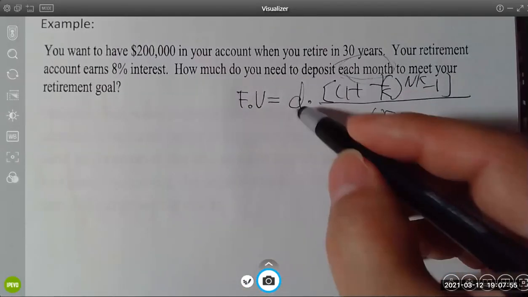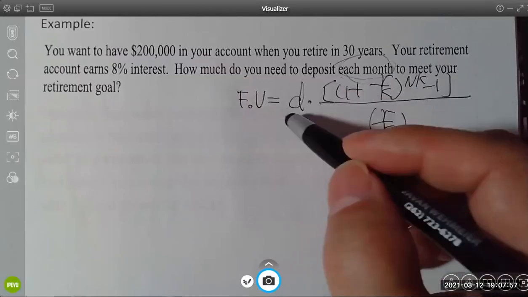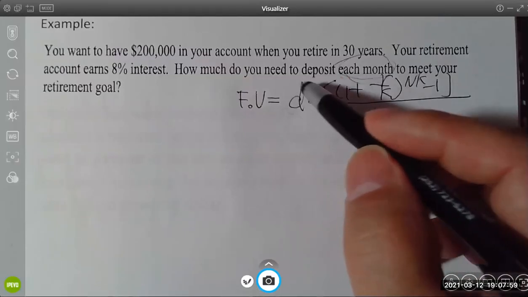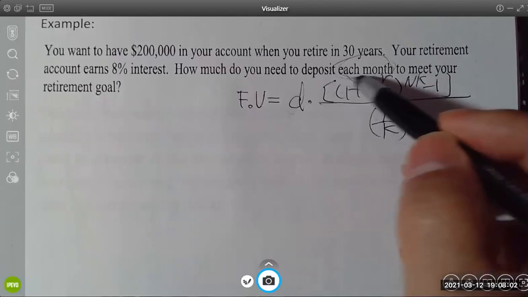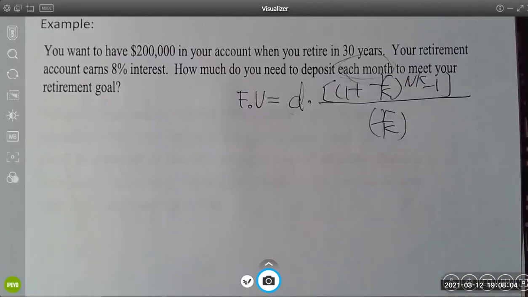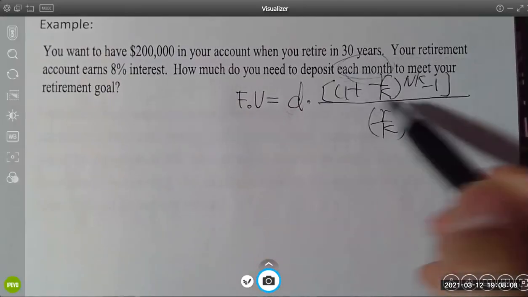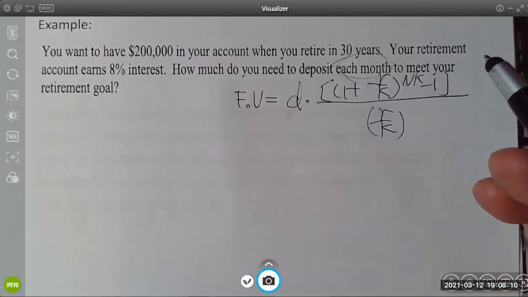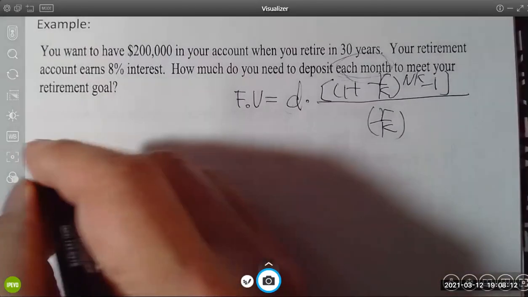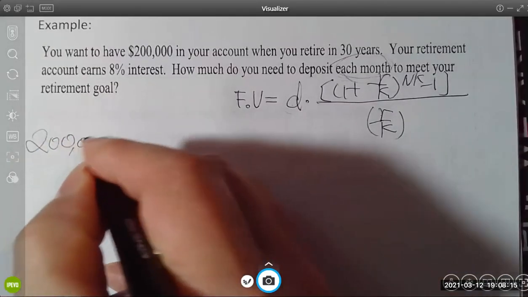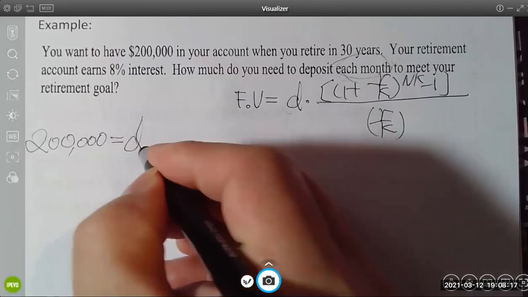So we are looking for this, right? In the future value of annuity account, we are looking for the deposit amount per period. That's D. So let's do that. In other words, we should be given all of these numbers, plug in and solve for D in this equation. Okay, future value is 200K. We are solving for D.